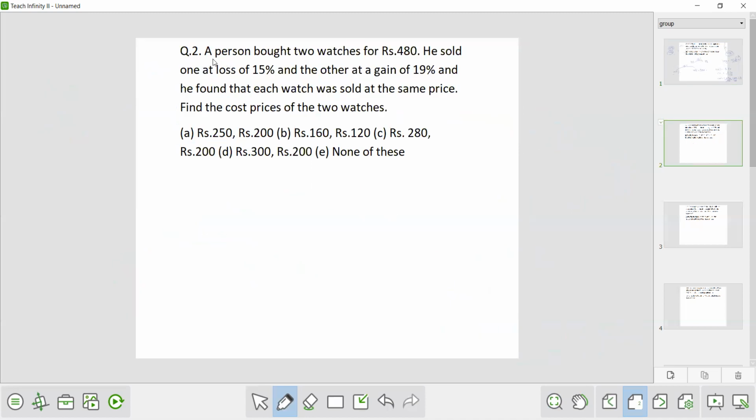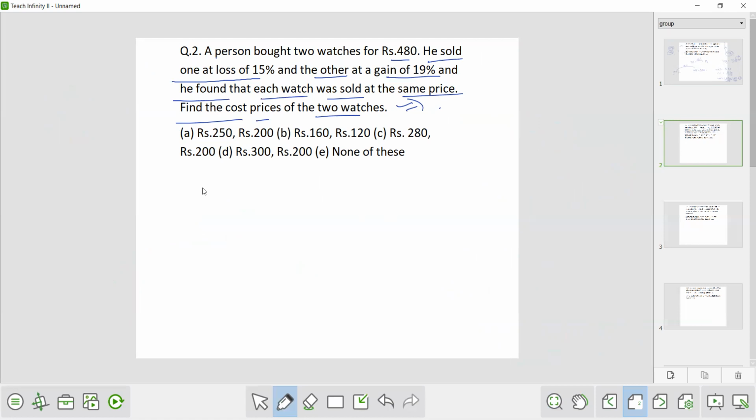Question number 2. A person bought two watches for rupees 480. He sold one at a loss of 15% and the other at a gain of 19%. And he found that each watch was sold at the same price. Find the cost prices of the two watches. So a person bought two watches. We don't know the cost price of the two watches.